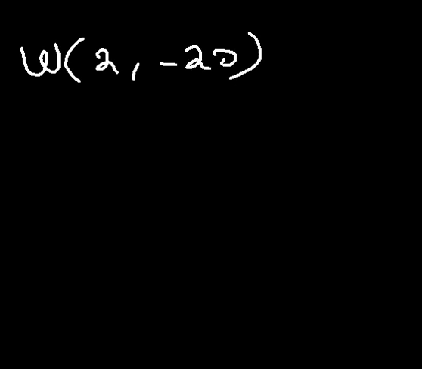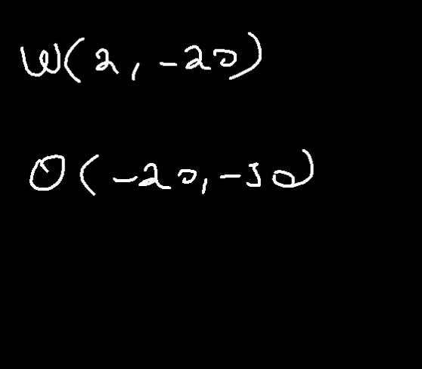Let's say we have a point W given as 2, -20. What is this in the polar coordinate system? Try that on. Let's say we have O with -20, -30. What is this in the polar coordinate system? So try to have these conversions at your own times.